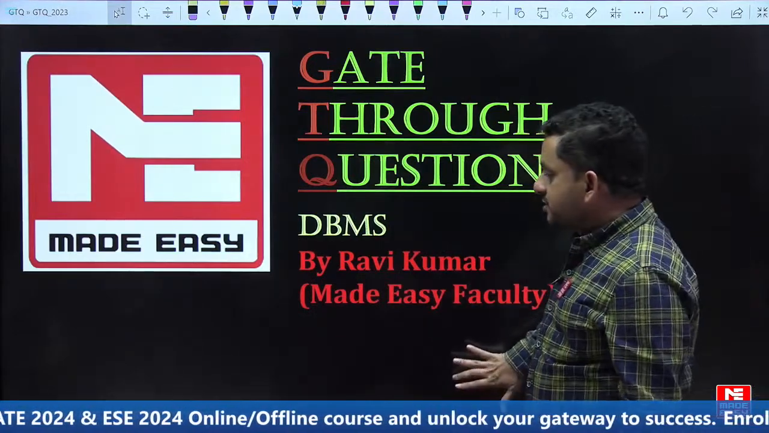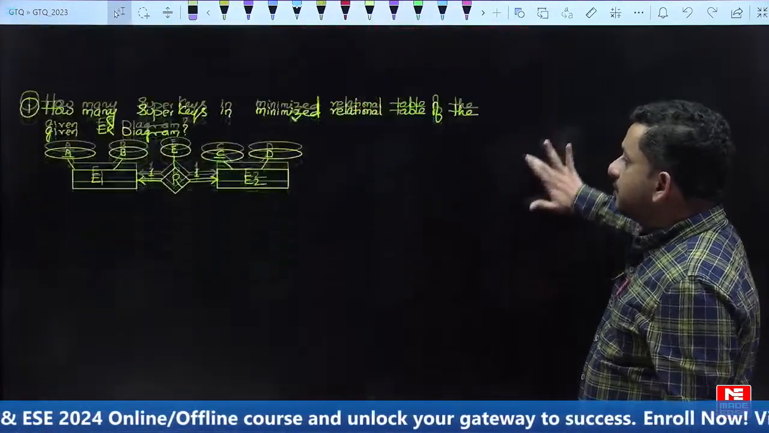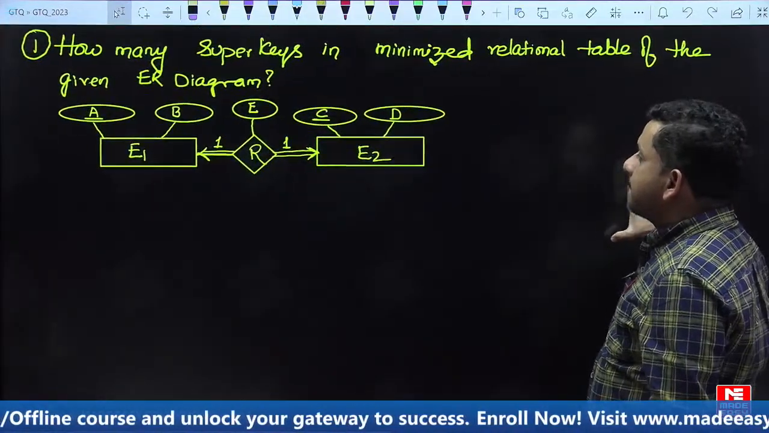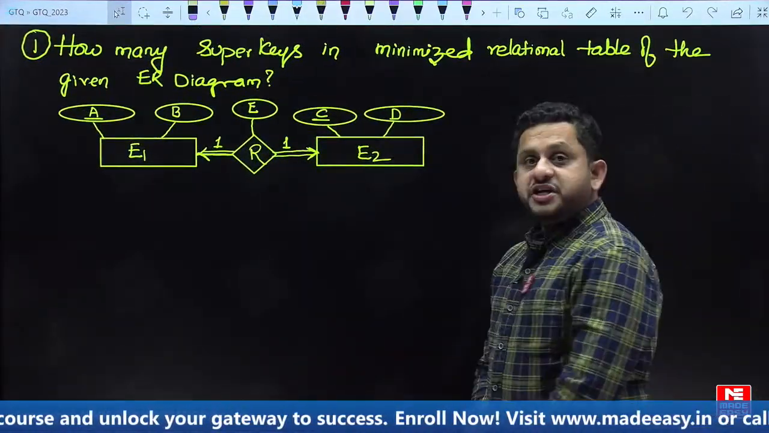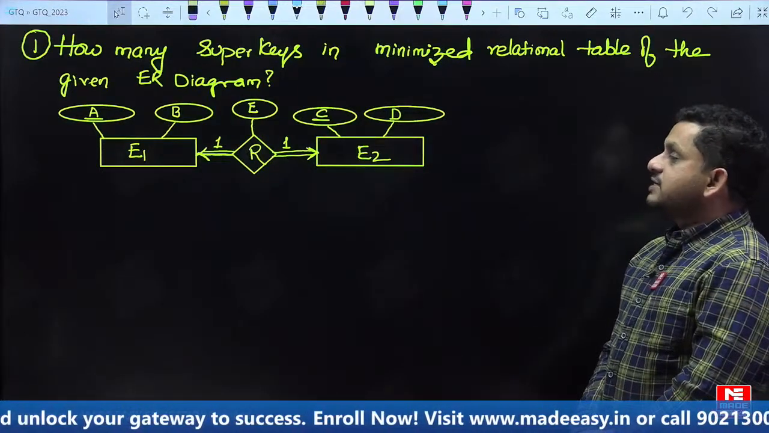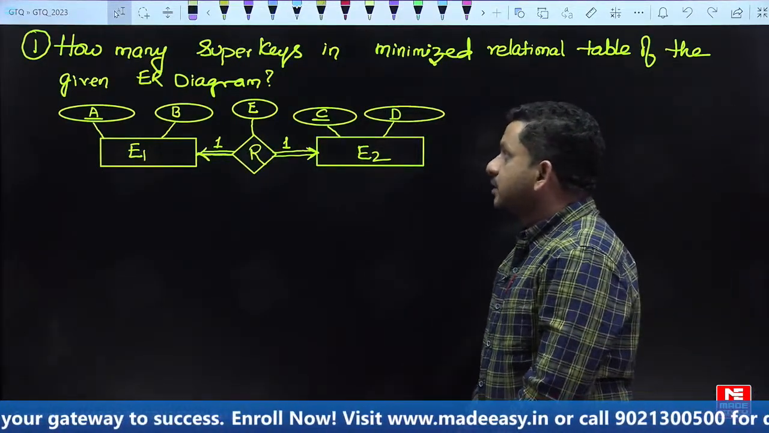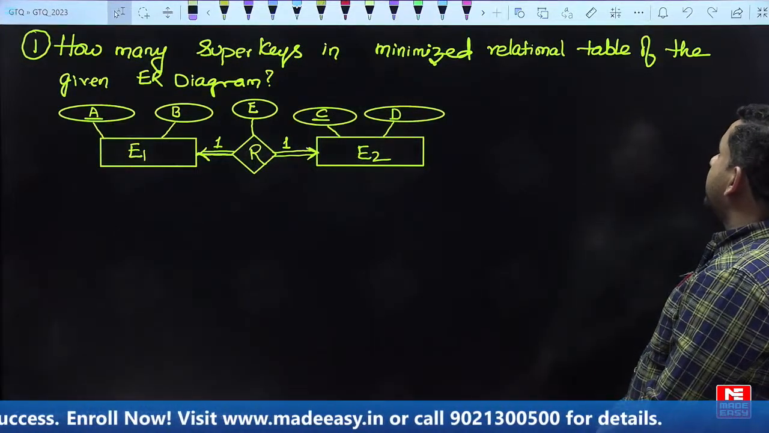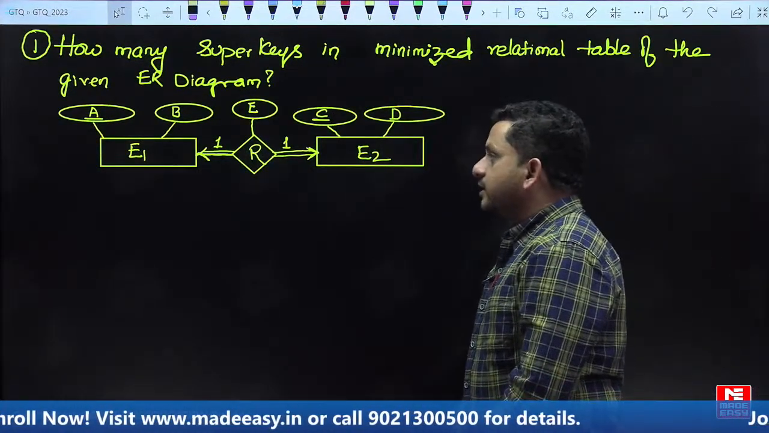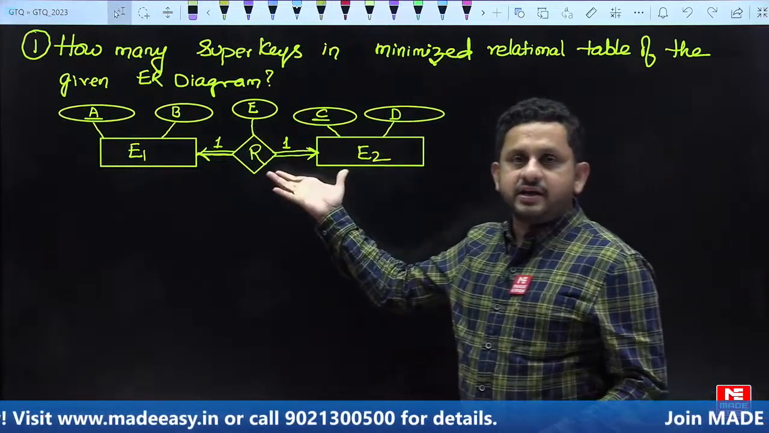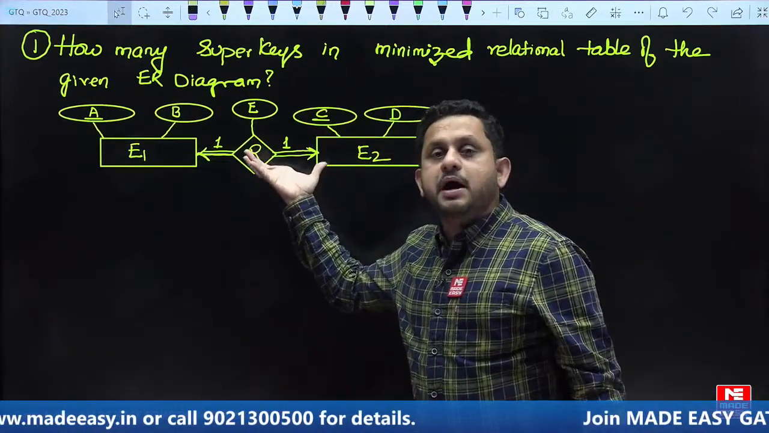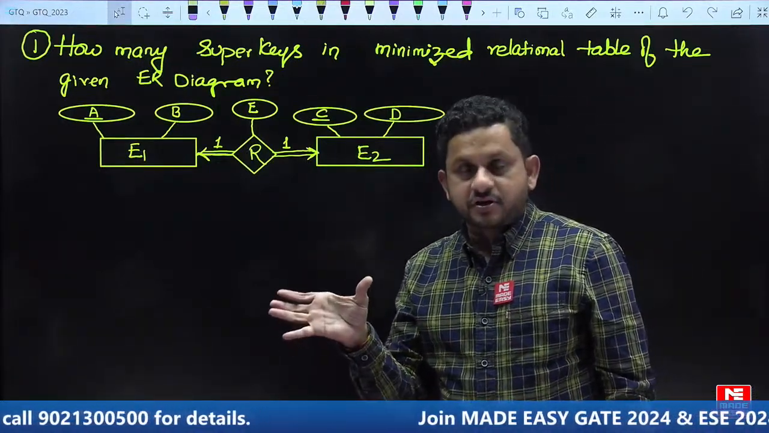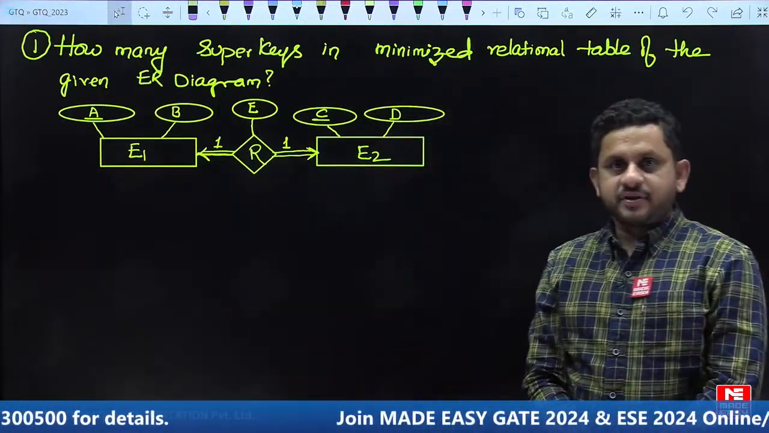Let's start with one simple question. It's the first question, related to an ER diagram as well as finding the number of super keys. The question is: how many super keys are there in the minimized relational table of the given ER diagram? If we convert this ER diagram to minimum RDBMS tables, in those tables, how many super keys are there in total?